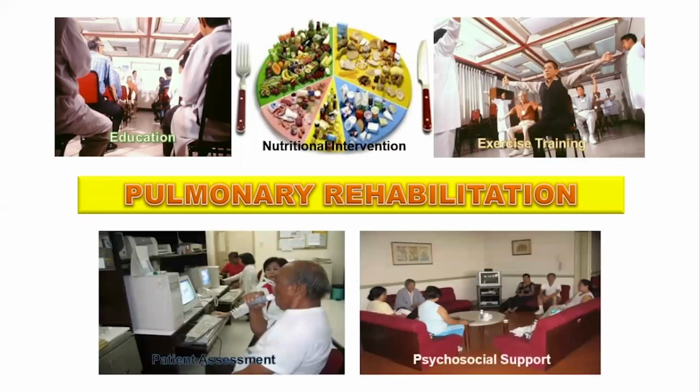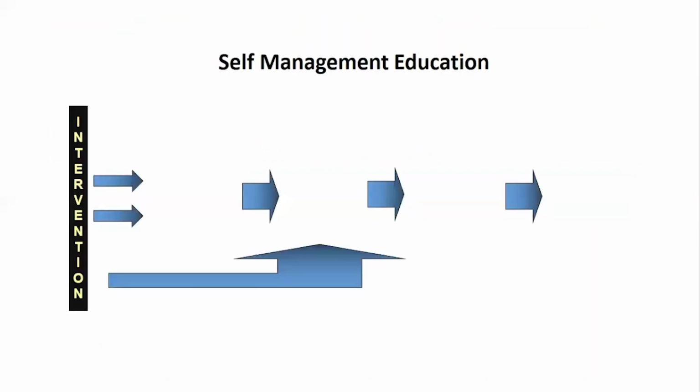we call pulmonary rehabilitation. Now, pulmonary rehabilitation is considered to be a standard treatment of patients suffering from this chronic lung disease. And it addresses the issues of treatment holistically. It will provide education, nutritional intervention, exercise training program, patient assessment, and psychosocial support. It is very important for the family to be involved in the treatment of these patients because there are many psychological issues that have to be addressed in terms of treatment.